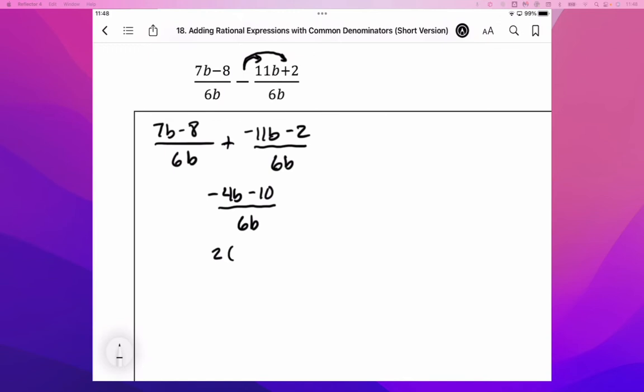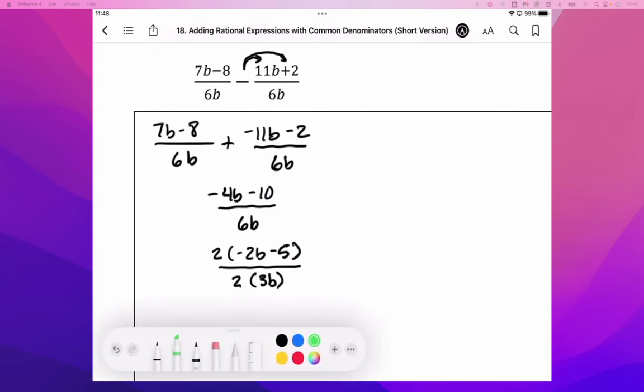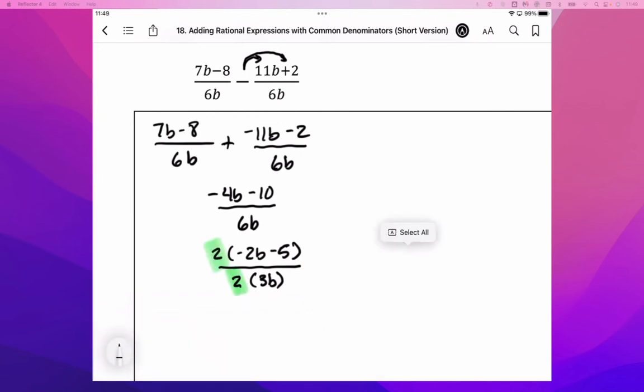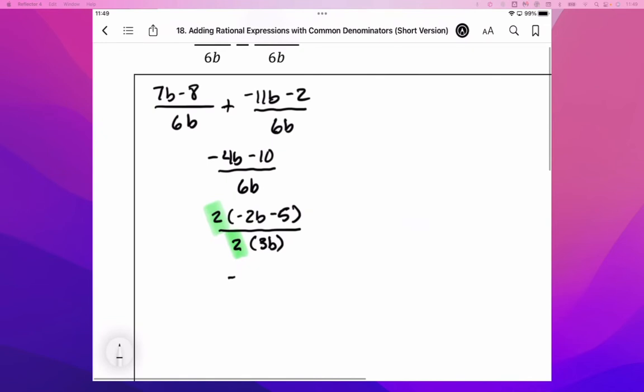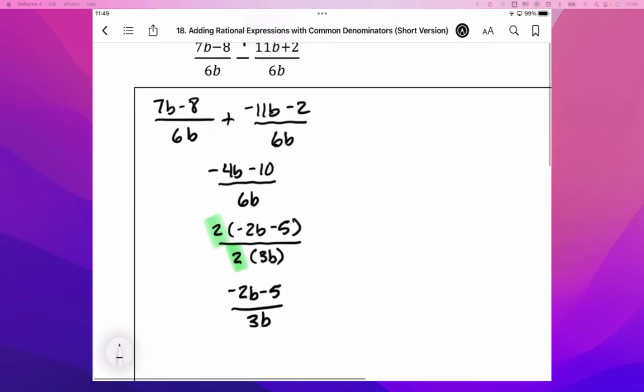So we're going to factor out a 2 and leave negative 2b minus 5 in the numerator. Factor out a 2 in the denominator, and that's going to leave a 3b. We will go ahead and cancel these 2's that we factored out. And then that's going to leave us with a negative 2b minus 5 over 3b. I believe that Alex will accept that answer.